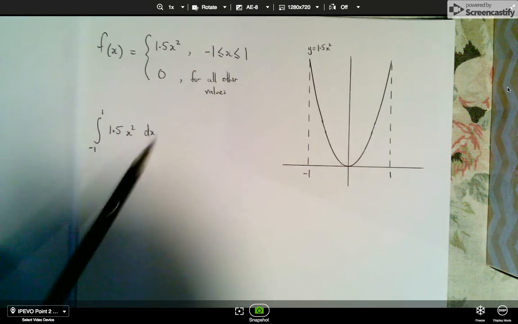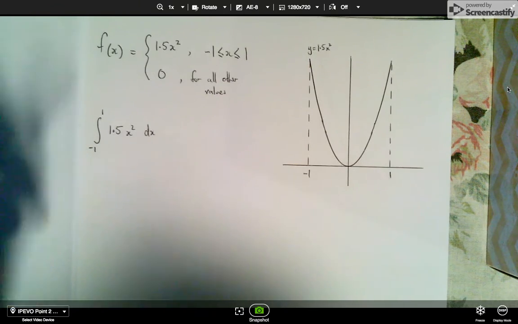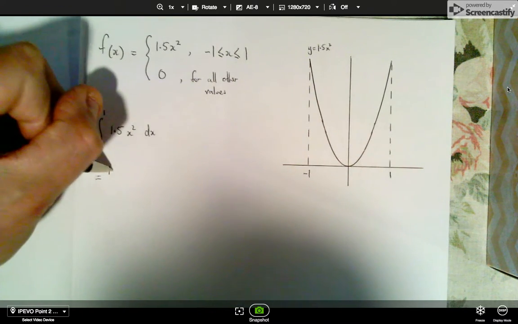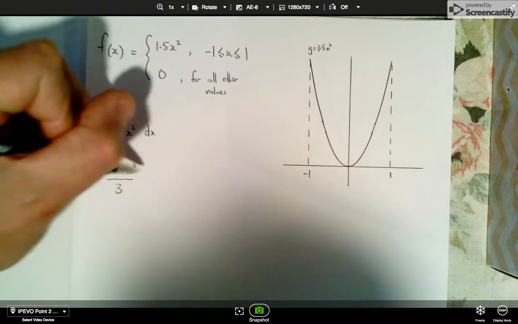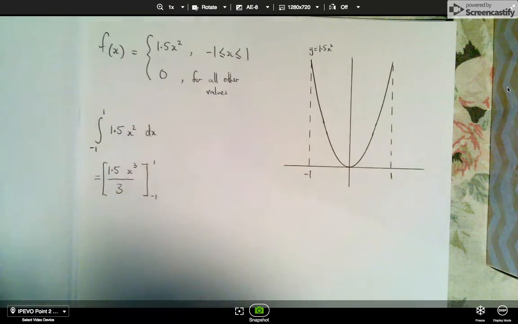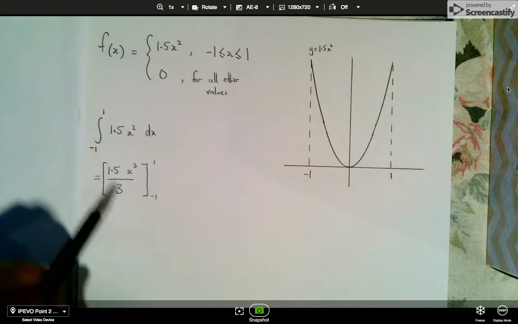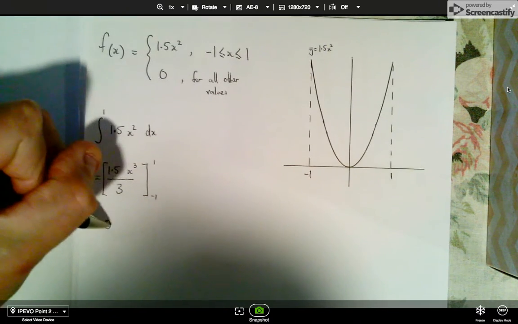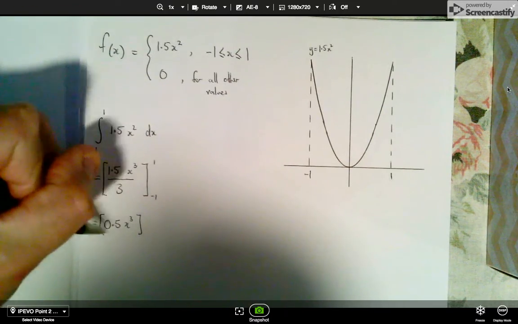So the first question is maybe why did he limit it to -1 and 1? So let's integrate this and find out. If we integrate this, we use the same rule that we've been using. We add 1 to the power, so we get 1.5x cubed, all divided by 3, between our limits of 1 and -1. Now, the nice thing about this is 1.5 divided by 3 is just a half. So what we've really got here is 0.5x cubed between our limits of 1 and -1.